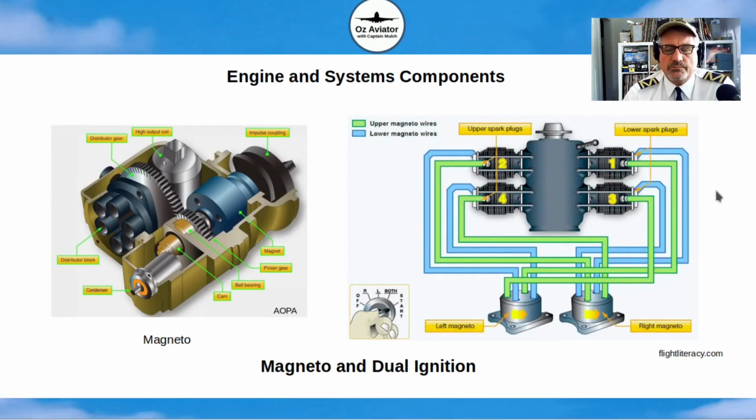Magneto and dual ignition. So the magneto is separate from the rest of the aircraft electrical system, and it provides power to the spark plugs so that they can provide spark to ignite the air-fuel mixture inside the cylinders of the aircraft, inside the combustion chamber. The reason for being two magnetos is because that's redundancy. If there's a problem with one of the magnetos, the other one will enable the aircraft engine to still operate.